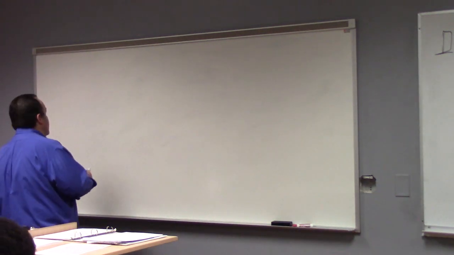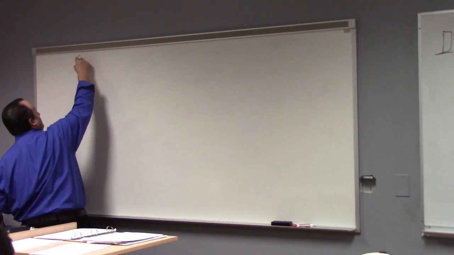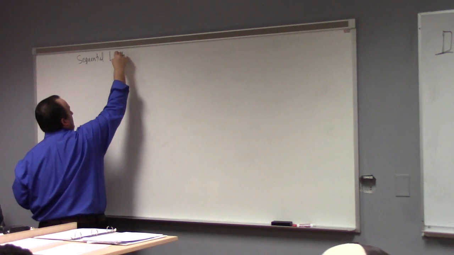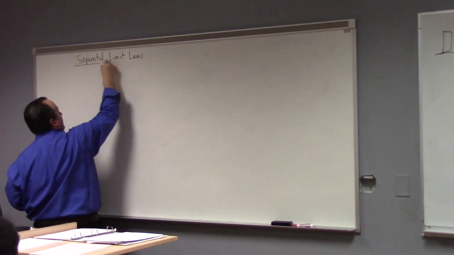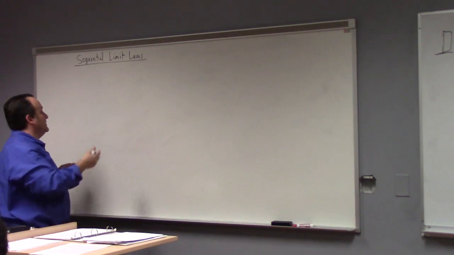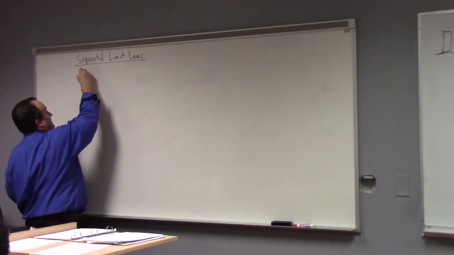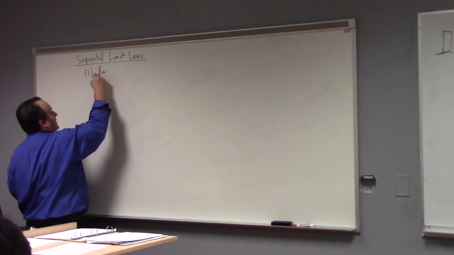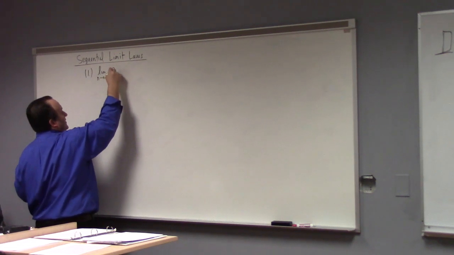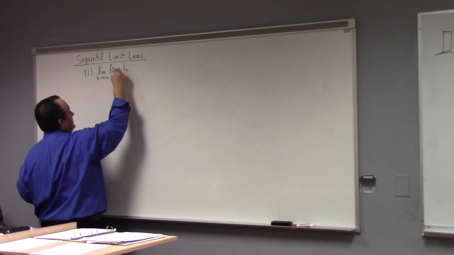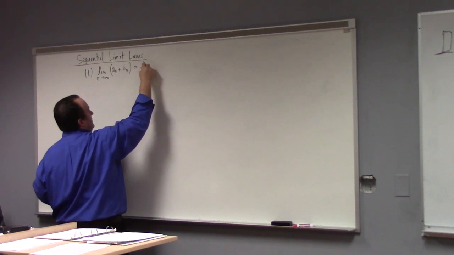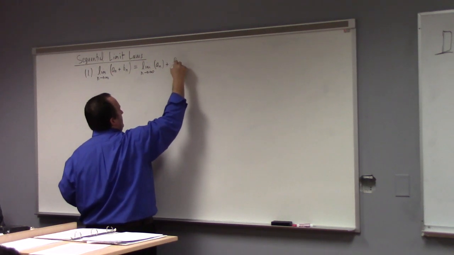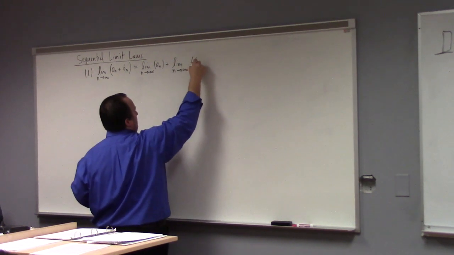So I guess I should get into the limit laws. Sequential limit laws. I won't write all of them. I'm just going to write the one that's most important to us at the moment, which is this. Well, two of them really. The limit as n goes to infinity of a sub n plus b sub n is equal to the limit as n goes to infinity of a sub n plus the limit as n goes to infinity of b sub n.